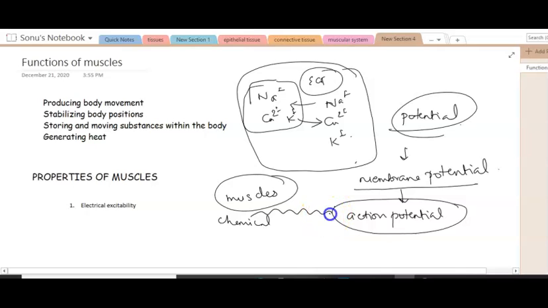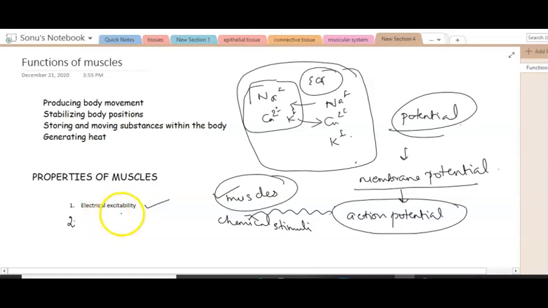The action potential will initiate the chemical transmitters to be released. So that will become a chemical stimulus. The electrical stimulus will change to a chemical stimulus. Anyway, these muscles will get activated, and when these muscles get electrically excited, they will contract. So the first property is excitability. Excitability is the ability of the muscle fibers to respond to certain stimuli by producing electric current or action potential.